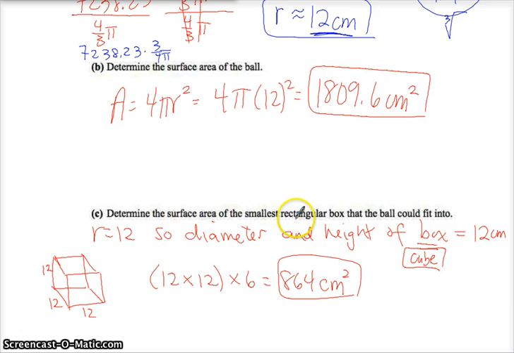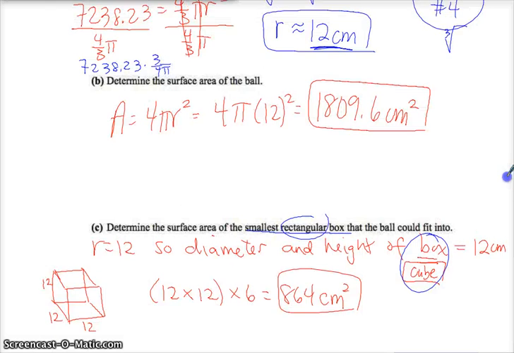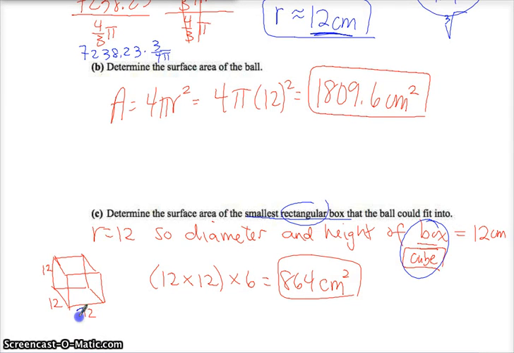Finally, determine the surface area of the smallest rectangular box that the ball could fit into. Well, it should be a cube, right? So the box should be a cube because it needs to be 12 by 12 by 12, the height, the depth, the width. If it's a sphere going in there, it's perfectly round, which means that radius, oh sorry, I made a mistake here. My radius is 12, so this should be 24 by 24 by 24. Whoopsie. So therefore, I should have 24 times 24.